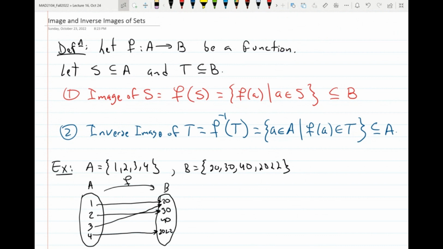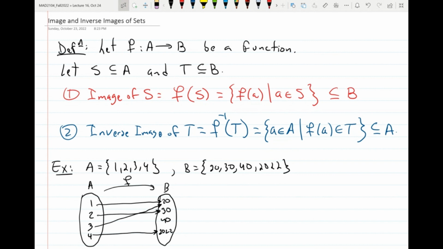Okay? That's basically what we're doing. Of possible outputs of the elements of S. That's what it is. Now, for the inverse image, it's different. You have a subset of B, and then you're looking back in A, and you're seeing everybody in A that when you apply the function goes into T. And you take those elements, and that's what we call the inverse image, okay?